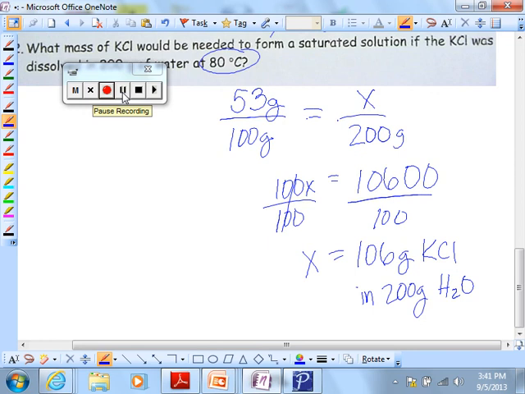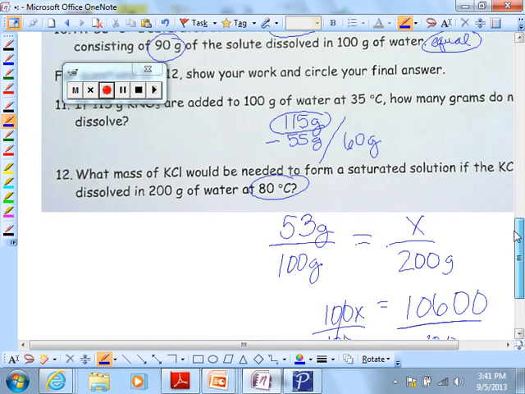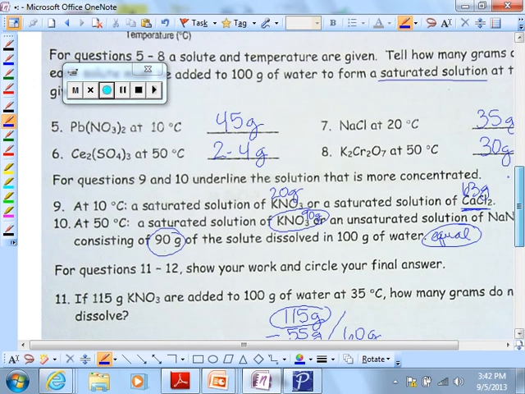All right. So that's the end of the solubility curves worksheet. Any more questions? Can we make rock candy?